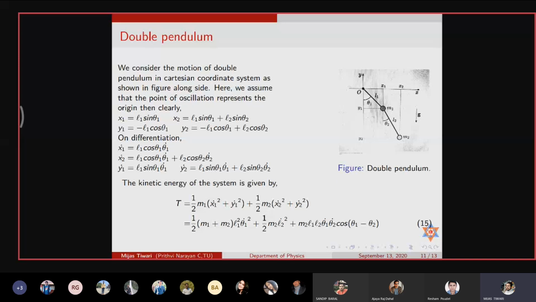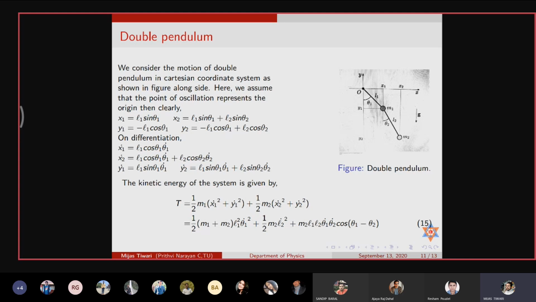Now we are going to talk about the equation of motion of a double pendulum using the Lagrangian approach. Here, double pendulum means we have two bobs of masses m1 and m2. m2 is connected to m1 with length l2, and m1 is connected to the point of oscillation by length l1. Now we are here to explain the equation of motion of these bobs using the Lagrangian approach.